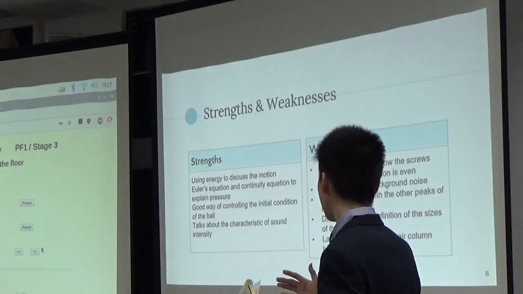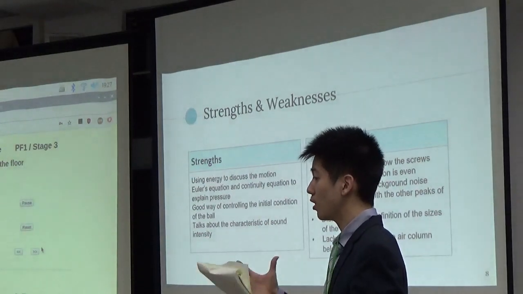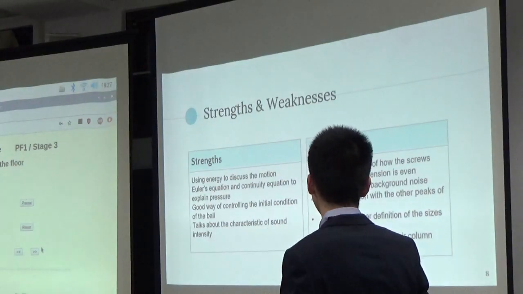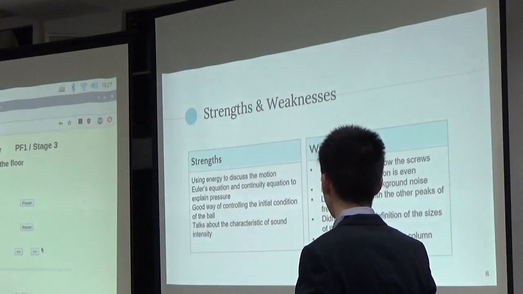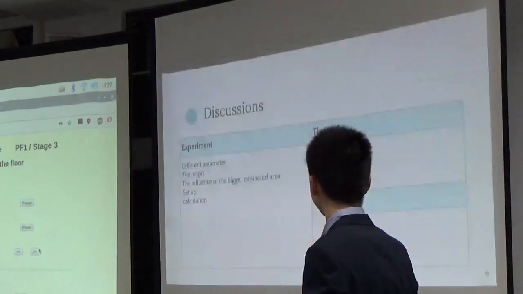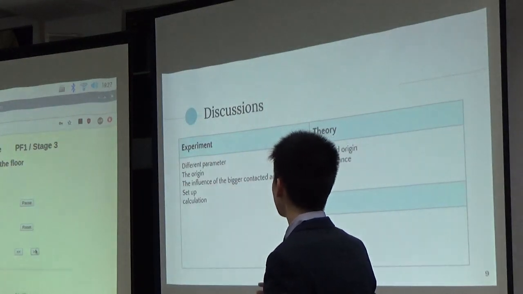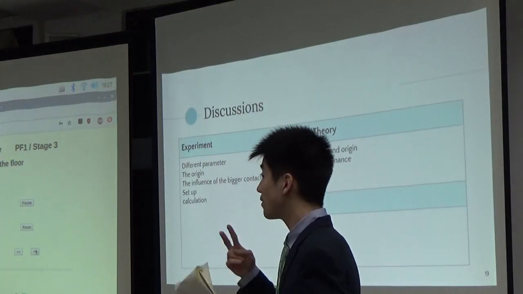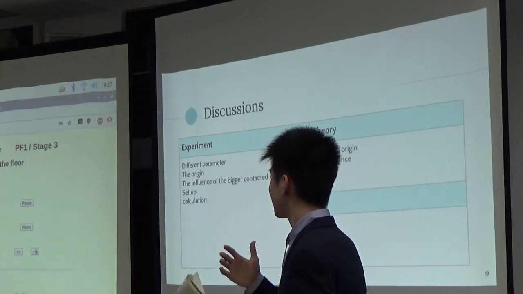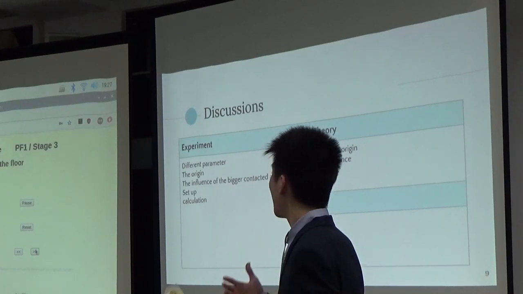And fourth, they didn't have a clear definition of the sizes of the ball. They just use small, medium, and large. That is the part that we believe can improve. And the last one, they lack discussion of the air column below, which is part of the origin of the sound. And here's the discussion we are doing today for the experiments, including different parameters, the origin of the sound, and the influence of a bigger contacted area, and also the setup of the experiment and calculation. For the theory, including the sound origin and resonance.